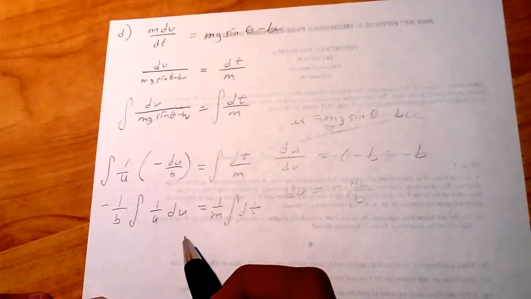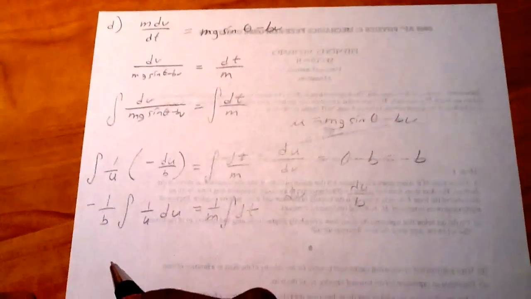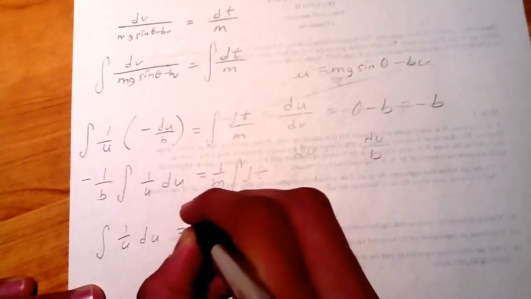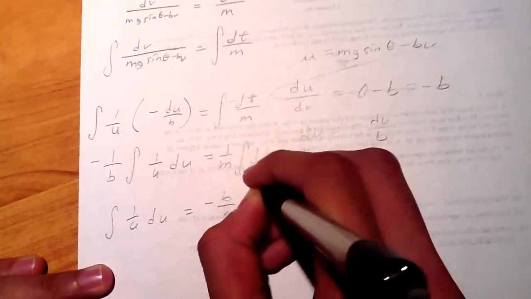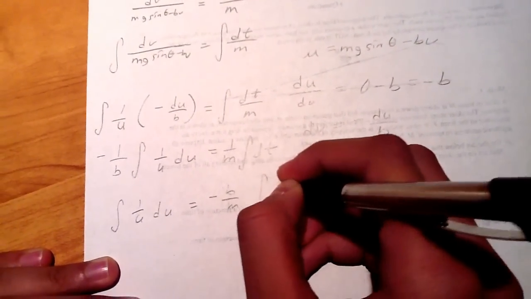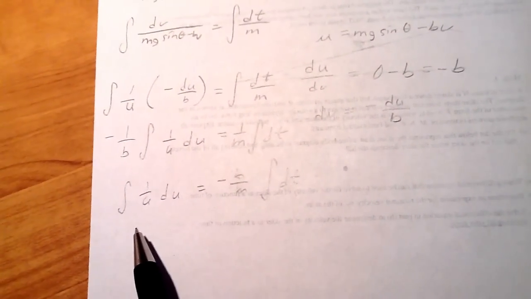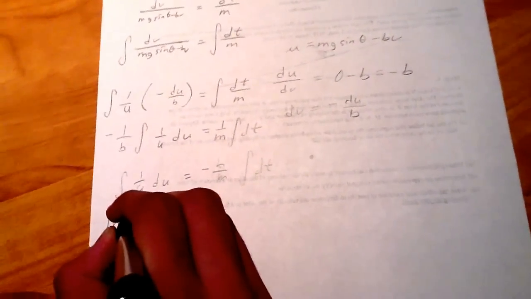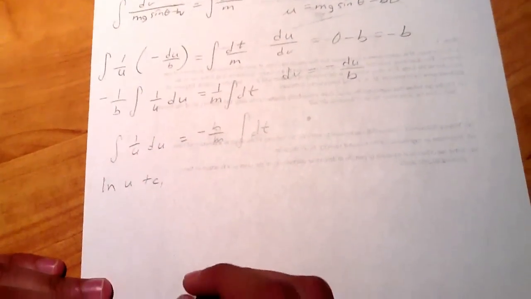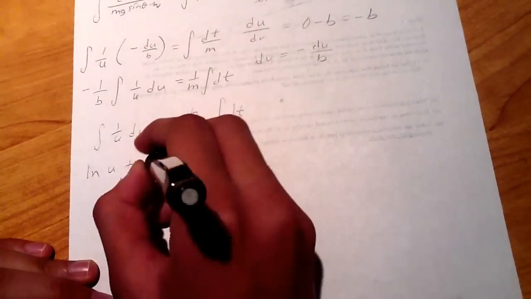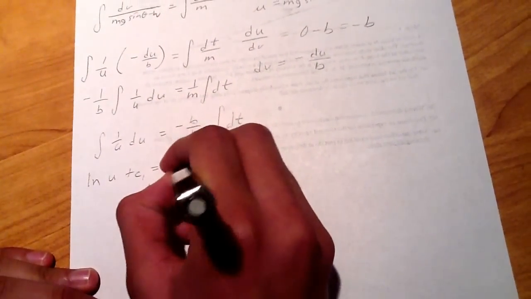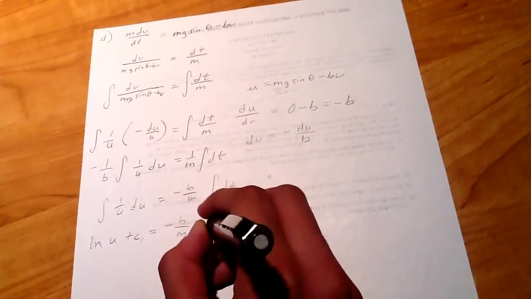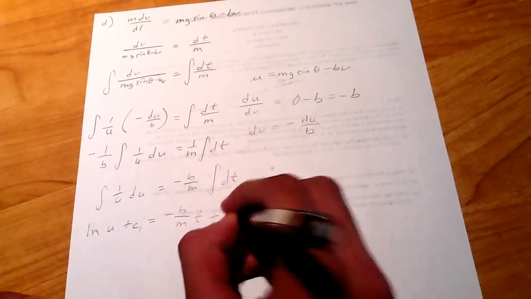Now, divide over negative 1 over b to put all of the constants on one side. And we know that the integral of 1 over u du is equal to the ln of u plus some sort of constant, which we'll call constant 1. And that's equal to negative b over m times t from this integral plus another constant, which we'll call constant 2.